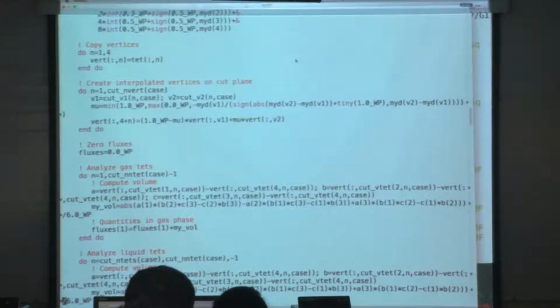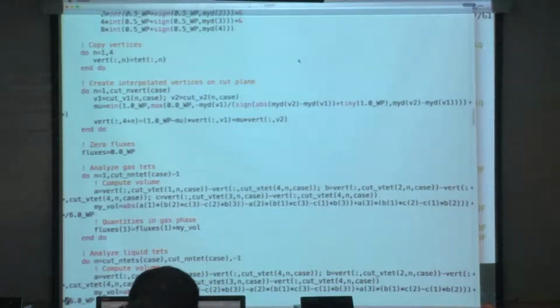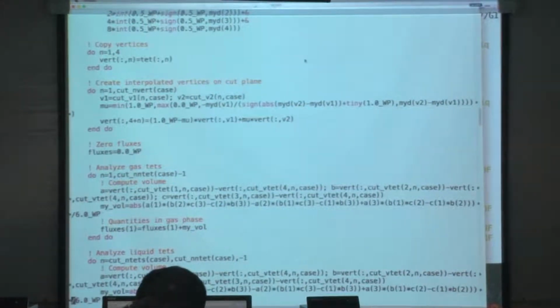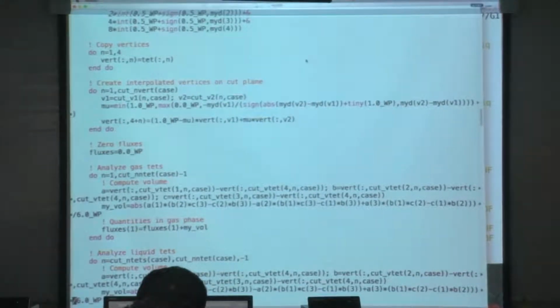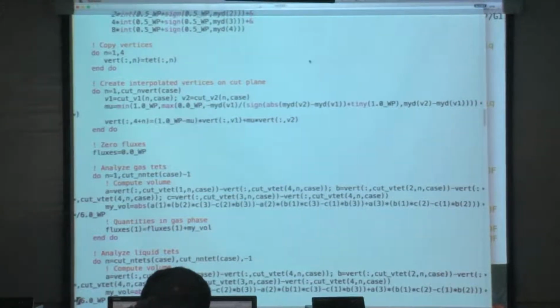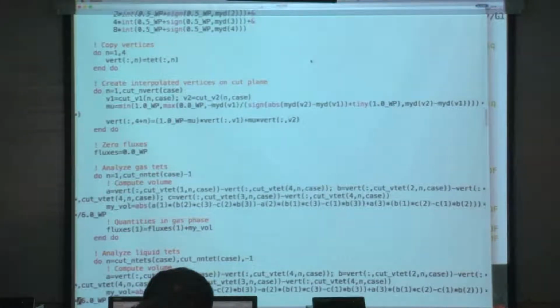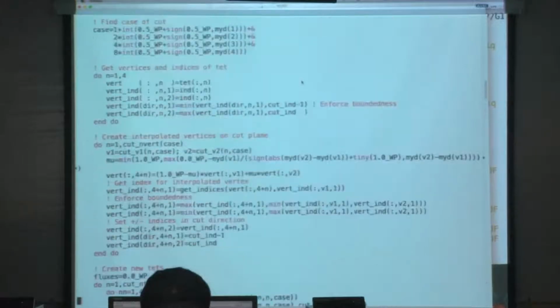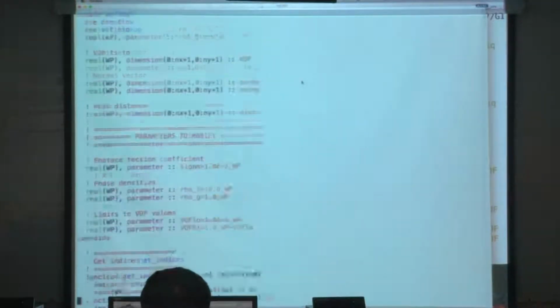Level set is easy to implement. It takes a couple of hours and you can have a level set code put together. The performance is not bad, but not perfect. VOF can be interesting in terms of accuracy, very interesting in terms of conservation, but the expense of implementing it is high.